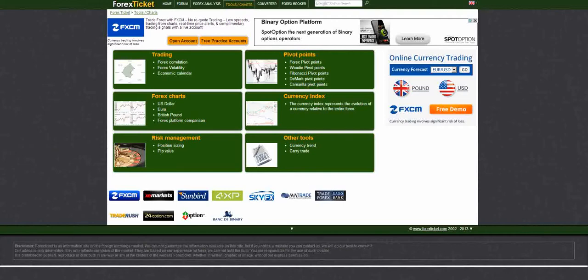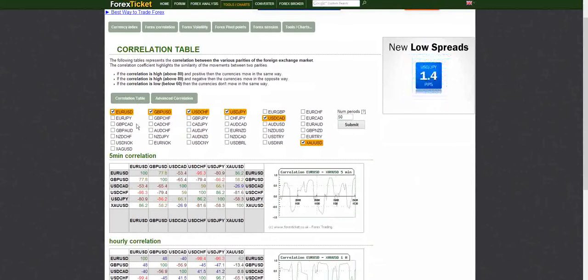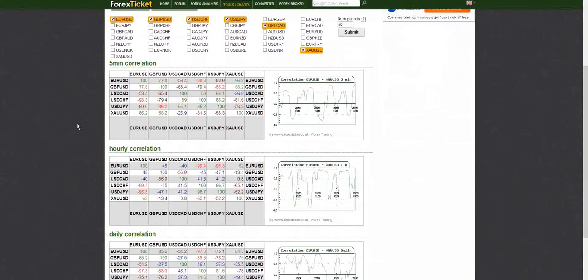If you go over to the website, once you go to the tools and charts, in the trading section, we go to Forex correlation. Once that comes up, the first thing is any of the pairs you trade, you can select here, and it'll add them to the chart below. It'll give you a 5-minute, an hourly correlation, and a daily correlation.